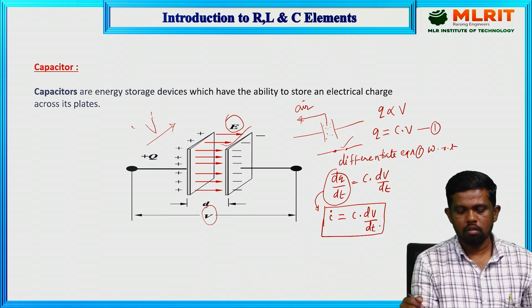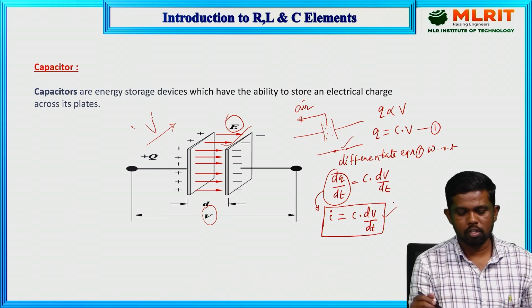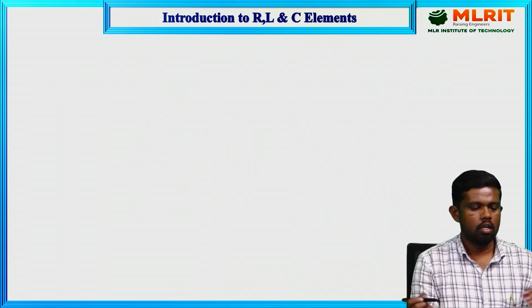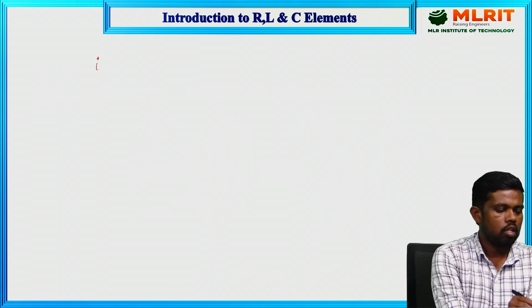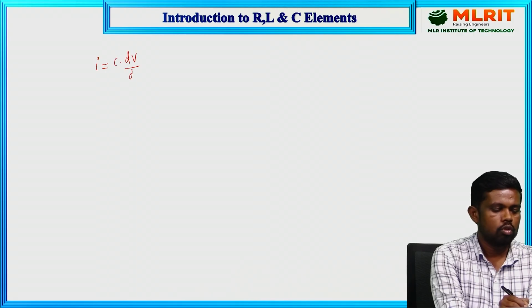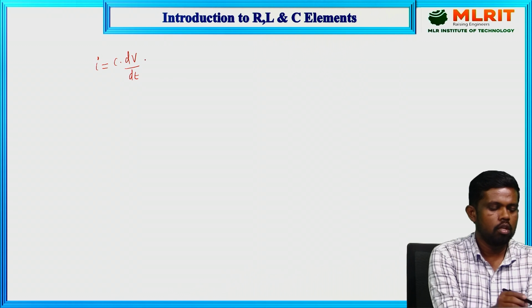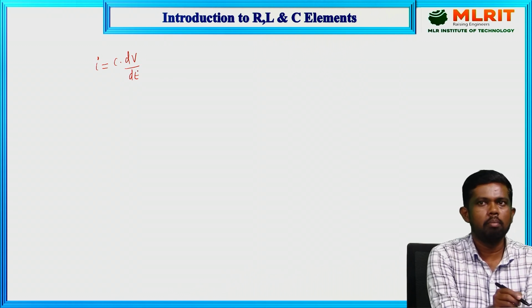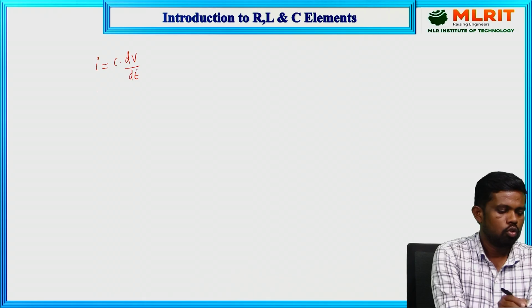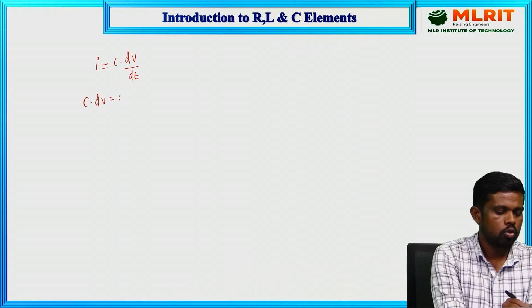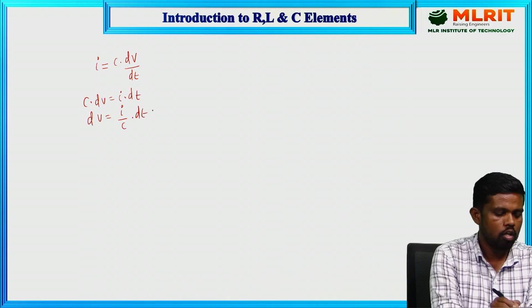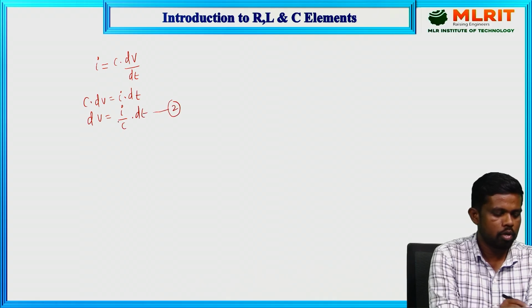This is the current flowing through the capacitor, meaning the current taken by the capacitor plate is I equals C into dV by dt. Based on this, we need to find out how much voltage is consumed by the parallel capacitor plates. Further, we do some cross multiplication: C into dV equals I into dt, and dV equals I by C into dt. We give this as equation number 2.